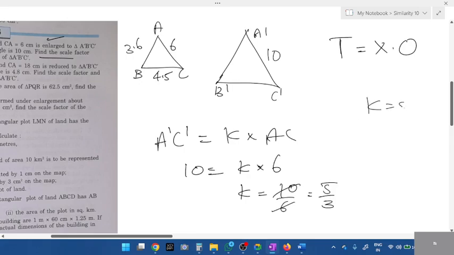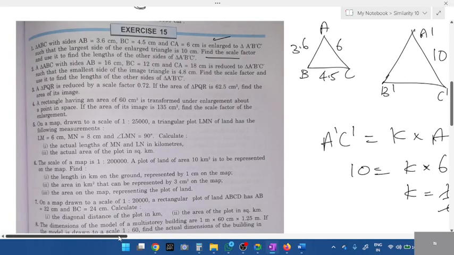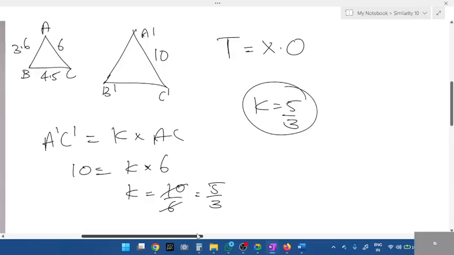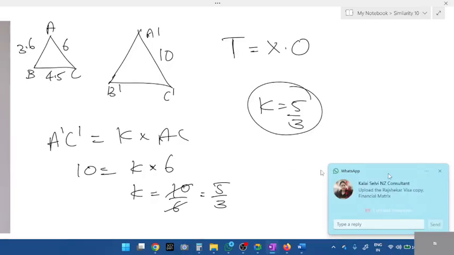This is the scaling factor. All of you understood scaling factor? Yeah. Next, what do we need to find? Find the length of the other sides. Which one shall we start with?